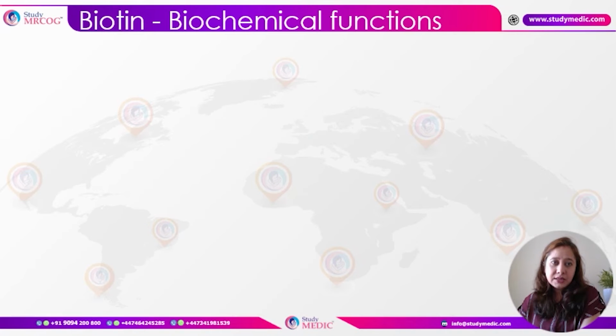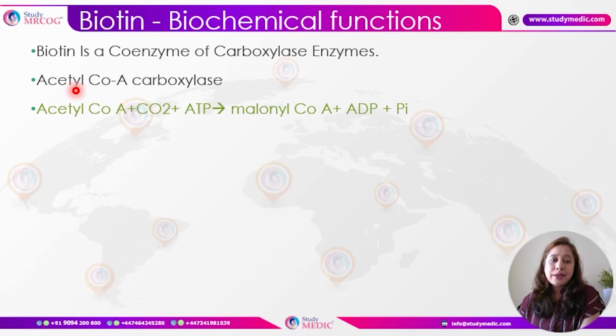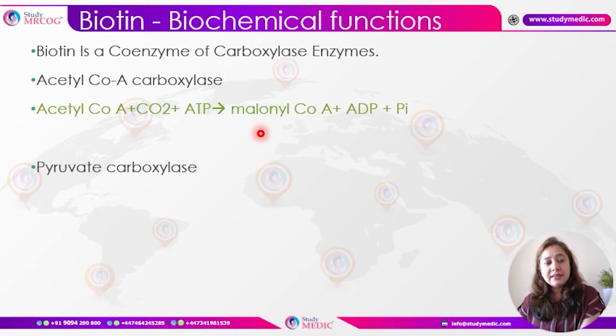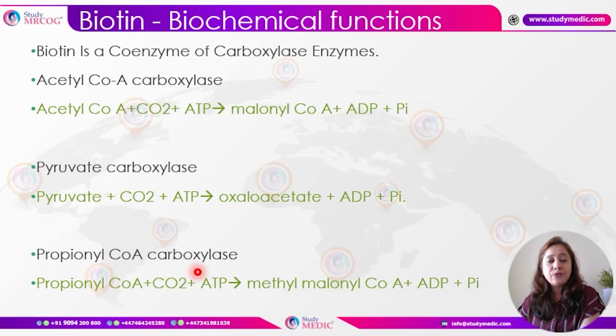Next, biotin. It is the coenzyme required for carboxylation reactions. Remember the three enzymes: acetyl-CoA carboxylase, converting acetyl-CoA to malonyl-CoA, which is the first step in fatty acid synthesis. Pyruvate carboxylase, pyruvate to oxaloacetate, where gluconeogenesis is happening, is another enzyme for gluconeogenesis. And propionyl-CoA carboxylase, propionyl-CoA to methylmalonyl-CoA.